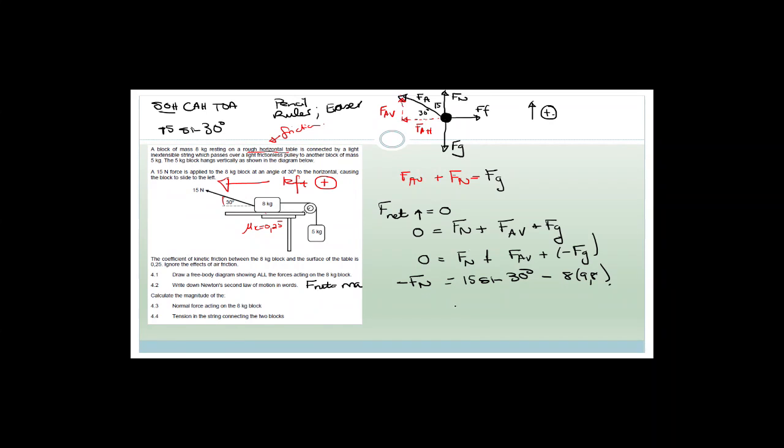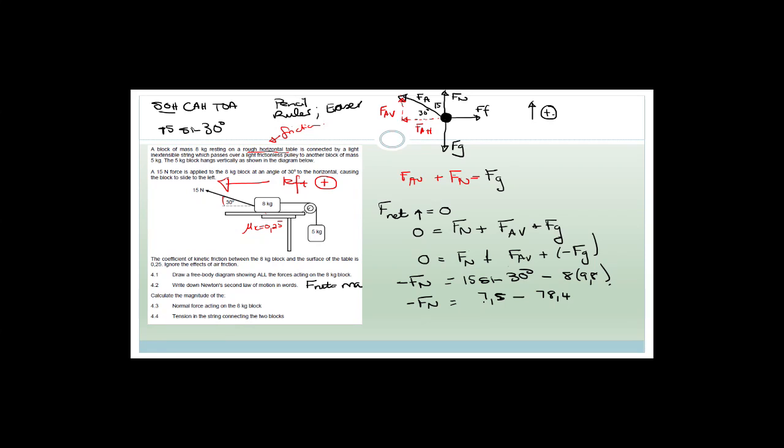Unfortunately my screen calculator died, so let me just multiply this on the calculator next to me. Let me just check it. It's going to be 15 sine, what did we say, 30? Yeah. And that works out to be 7.5. So this is 7.5 minus 8 times 9.8, which is 78.4. And this is minus Fn.